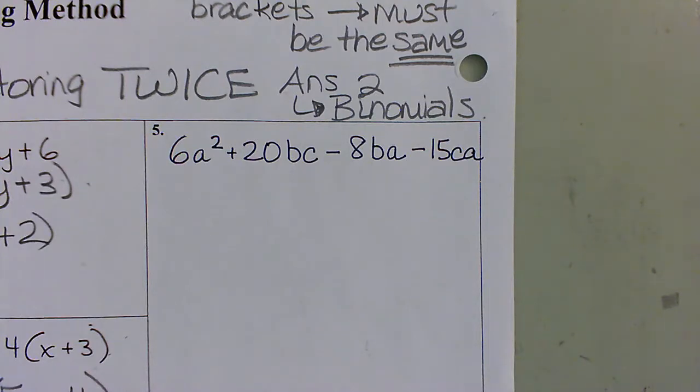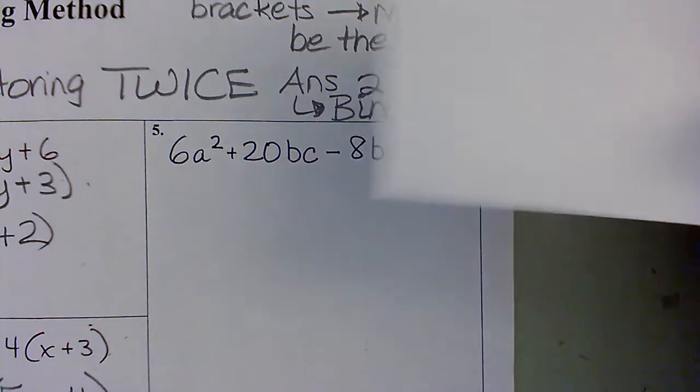6a squared plus 20bc minus 8ba minus 15ca. Okay? It's 4 terms, but I always check to see if I can common factor first. Anything common between 6, 20, 8, and 15? No. I don't have A's in all the terms. I don't have B's in all the terms. I don't have C's in all the terms. So the only method I could use is, sorry, is grouping. So I'm going to look at the first two terms.